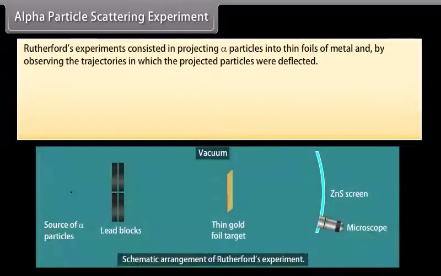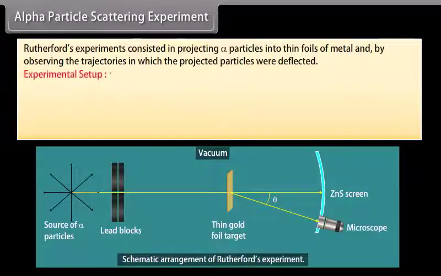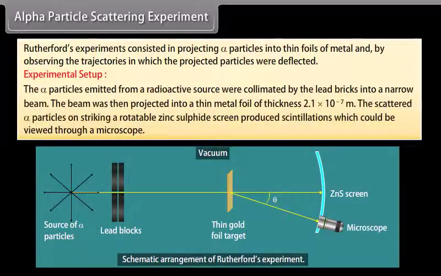Alpha particle scattering experiment. Rutherford's experiments consisted in projecting alpha particles into thin foils of metal and observing the trajectories in which the projected particles were deflected. Experimental setup. The alpha particles emitted from a radioactive source were collimated by lead bricks into a narrow beam. The beam was then projected into a thin metal foil of thickness 2.1 into 10 raised to the power minus 7 meter. The scattered alpha particles on striking a rotatable zinc sulfide screen produced scintillations which could be viewed through a microscope.